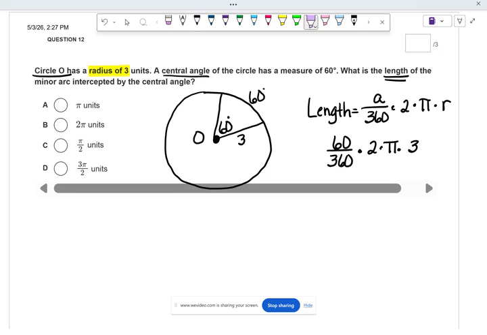All right, let's look at the answers. They have pi in every single answer. That means we do not put pi in the calculator, because they've put pi on every single answer. So what we're going to type into our calculator would be 60 divided by 360 times 2 times 3. And if we do that, we're going to get 1.